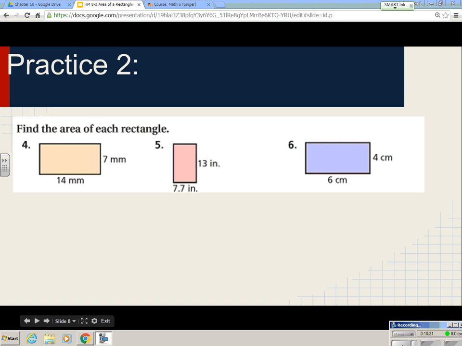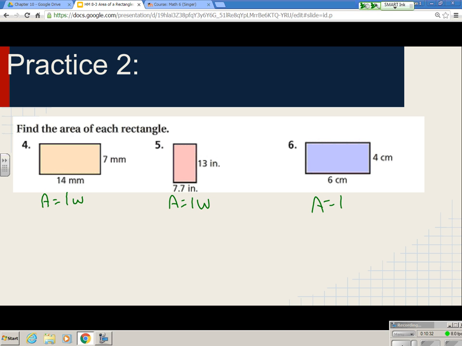And here are your three rectangles that you're going to work with. Remember, the first step for all these should be A equals LW, A equals LW, A equals LW. Then after that, you're going to replace the letters with the numbers. Blank times blank, and area equals blank times blank. And then finally, area equals blank, and this is millimeters squared.